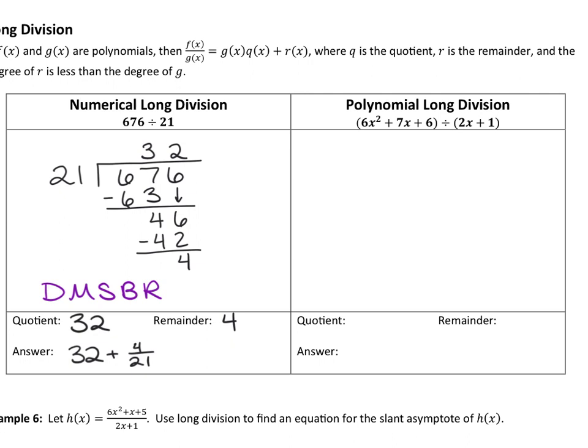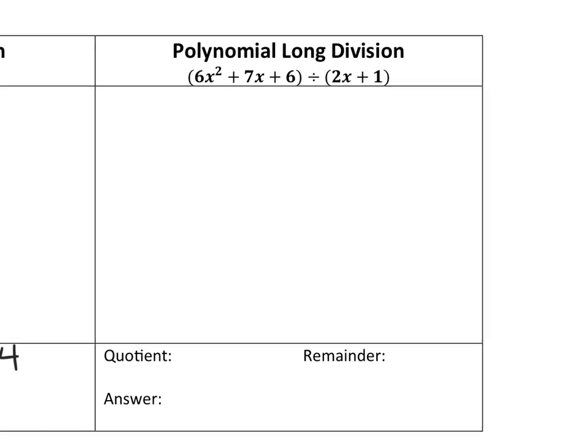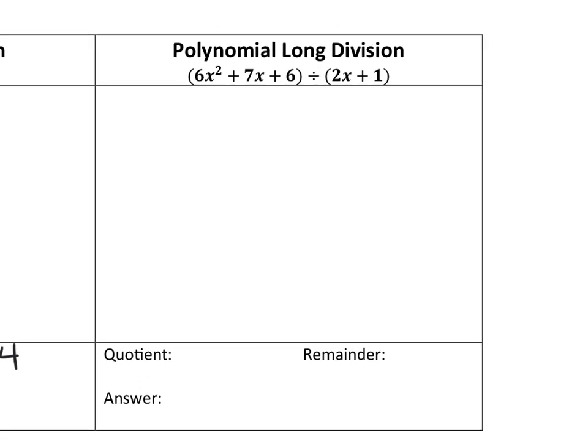I want you to notice that 676 divided by 21. It's the same numbers, I've just applied it to a polynomial. If I do the same steps, I would put 2x plus 1, exactly where the 21 went, on the outside of the house as the divisor, and 6x squared plus 7x plus 6 on the inside as the dividend.